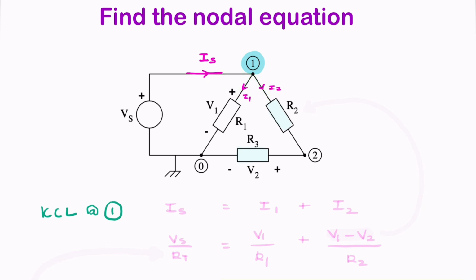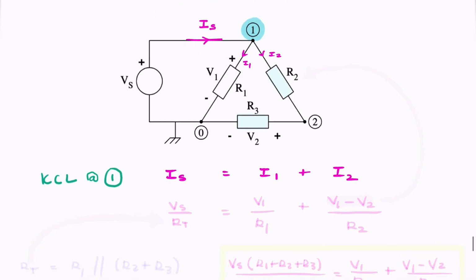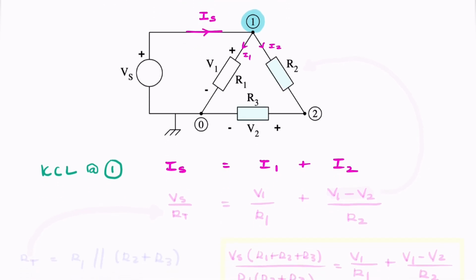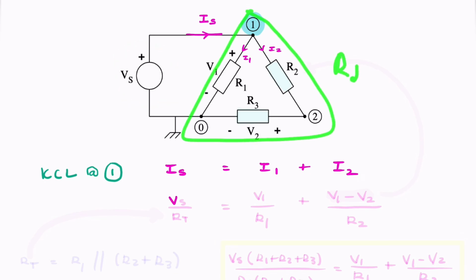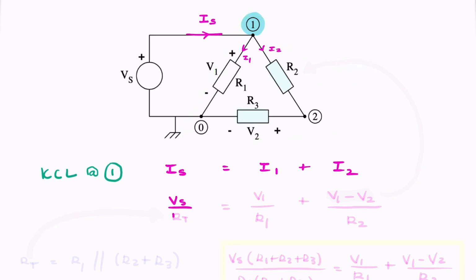So the sum of the currents entering equals the sum of the currents exiting this node. So IS equals I1 plus I2. That's essentially our starting point. Now, IS, the source current, is Vs divided by the total resistance. So we can say Vs divided by R total.